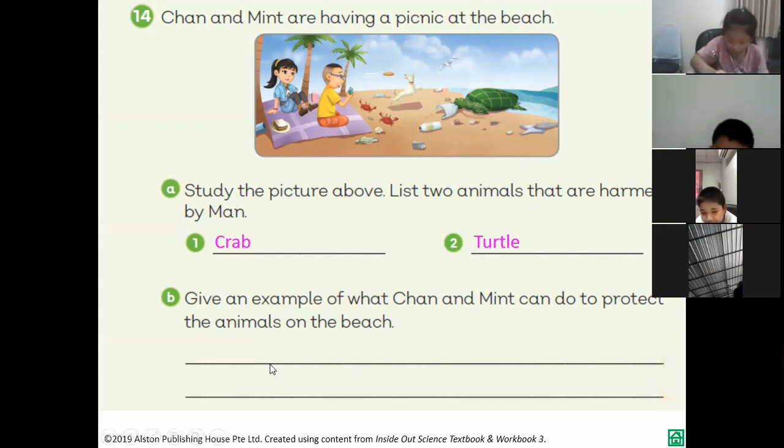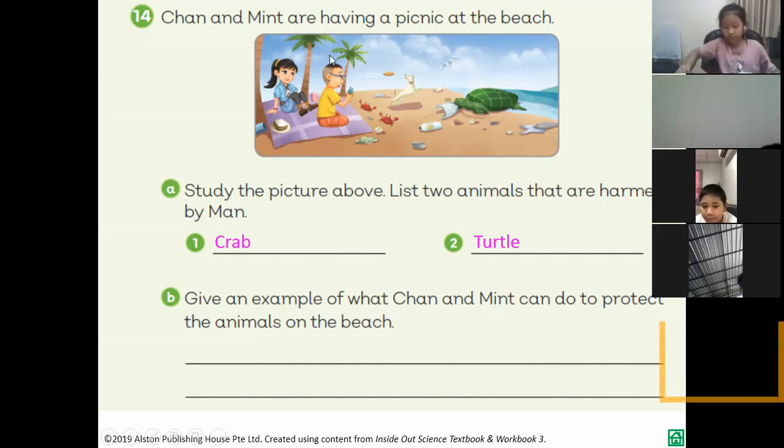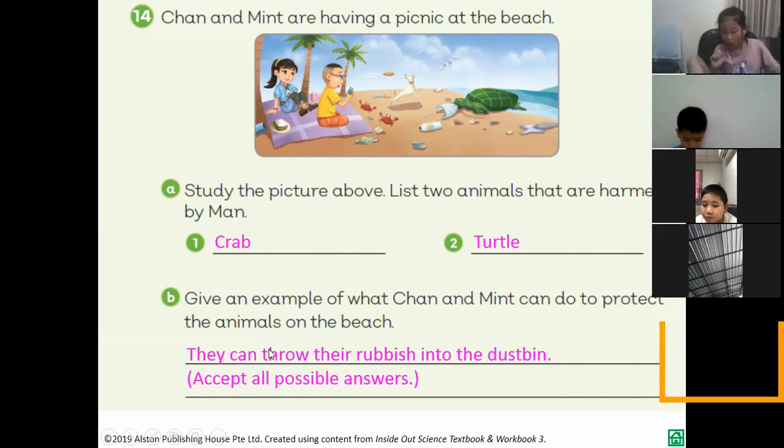And then letter B. So the names of these two kids are Chan and Min, okay? Give an example of what Chan and Min can do to protect the animals on the beach. So here's an example. They can throw their rubbish into the dustbin.